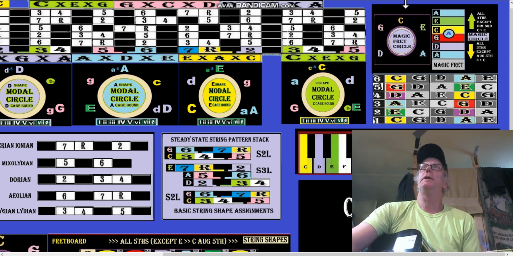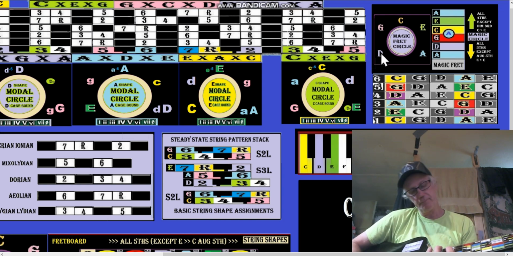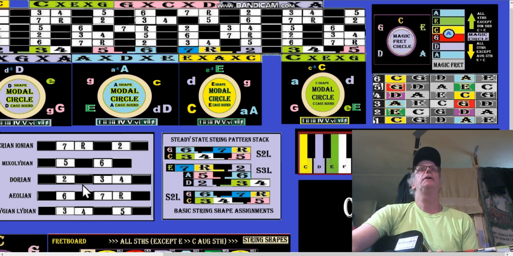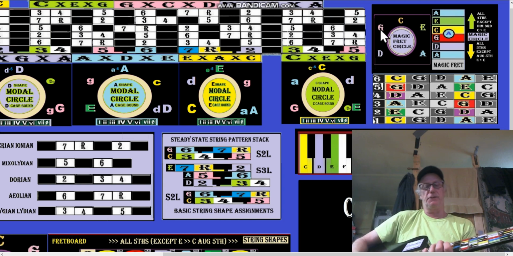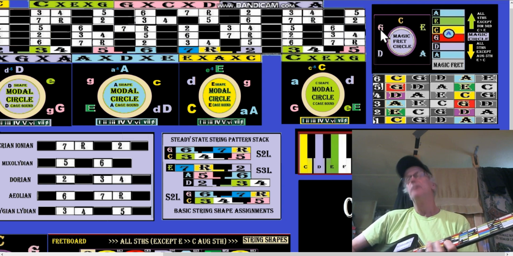When we start going backwards, so if this is the bottom string, the next string up is going to be the D shape. That's right here, the Dorian, 2, 3, 4. So the G shape indeed went to the D shape. So you just follow, and then it'll go to the A shape. So G shape, D shape, A shape. So you just follow it, starting on the G, to the D, to the A, and then to the E.